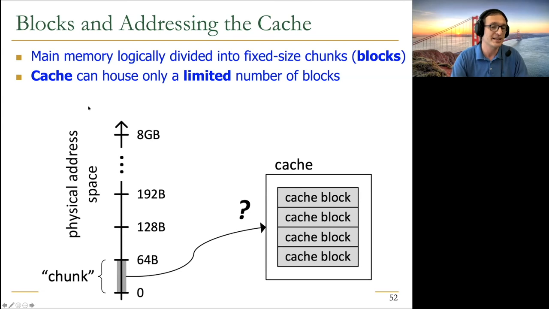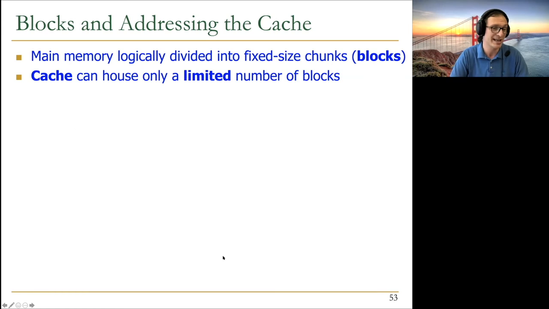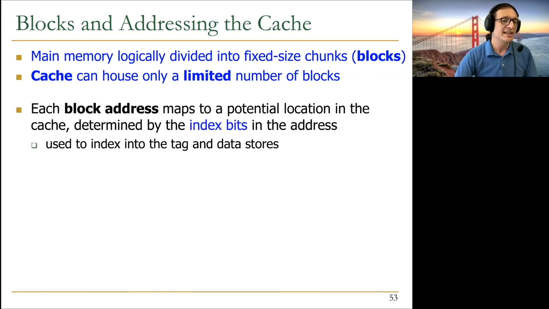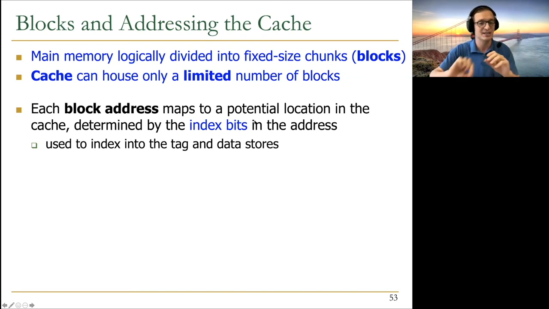Main memory, for example, here is 8 gigabytes, and each block is 64 bytes. So if you look at main memory, 8 gigabytes is 2 to the 33, right? A block is 2 to the 6 bytes. So you have 2 to the 27 blocks in main memory. In your cache, you have space for only 4. So the question is, how do you actually do the addressing and where do they get mapped? So basically, each block address maps to a potential location in the cache determined by the index bits in the address. So we're going to use part of the address to index into the cache. And this is used to index into the tag and data stores.